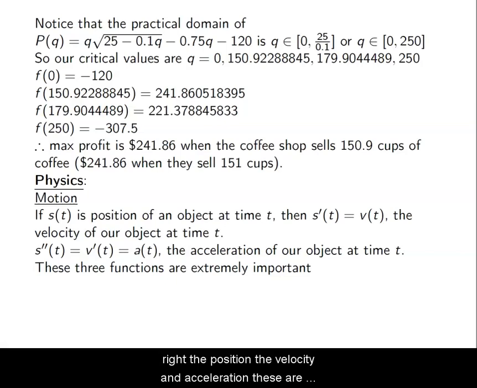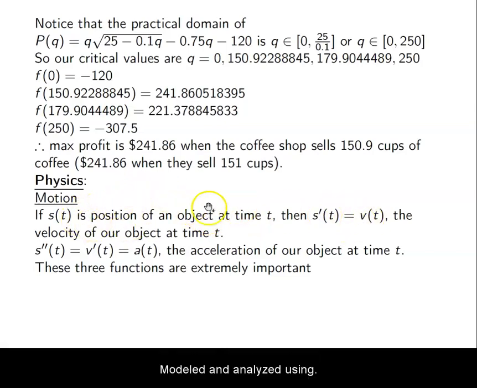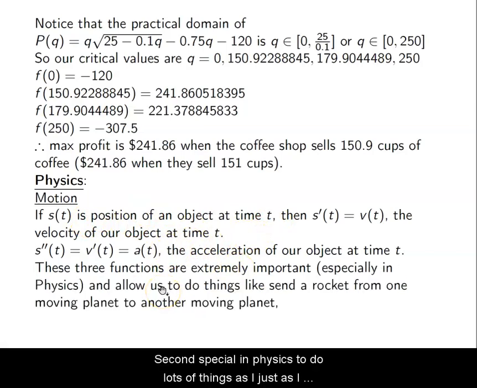These are literally how we send a rover onto Mars, right? These three functions. Okay. So they are very important for us. They're used to model everything, all of your video games, all of the safety features in your car, all of the roller coaster rides you like to go on. Literally almost everything that we do as people is modeled and analyzed using position, velocity, and acceleration. Okay, so again, especially in physics.